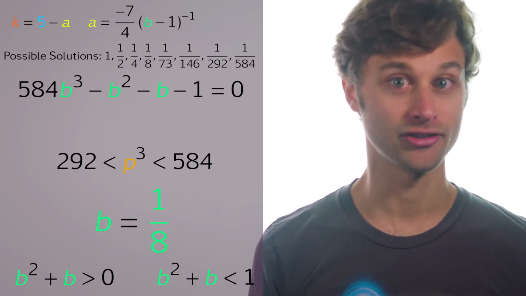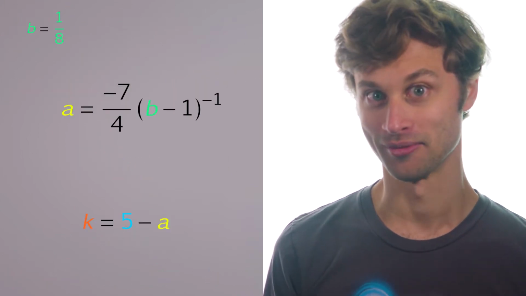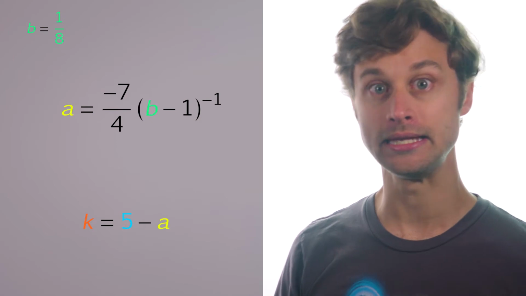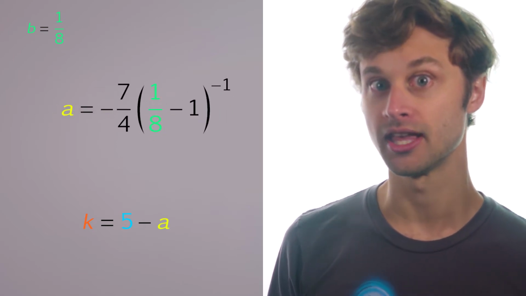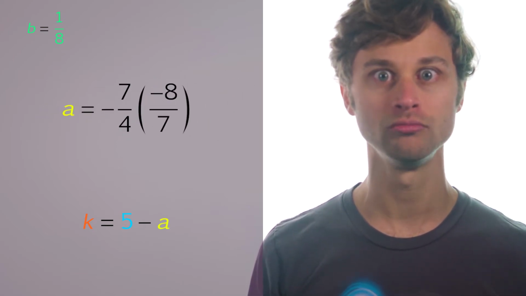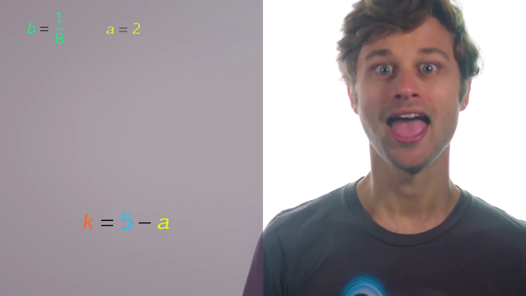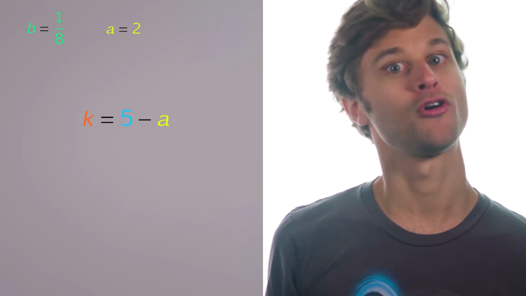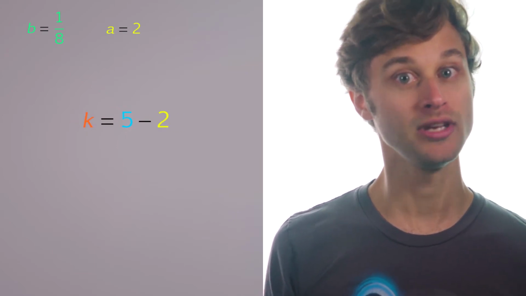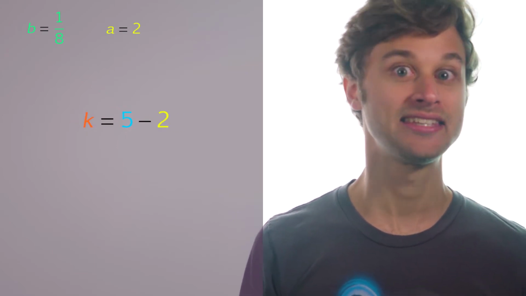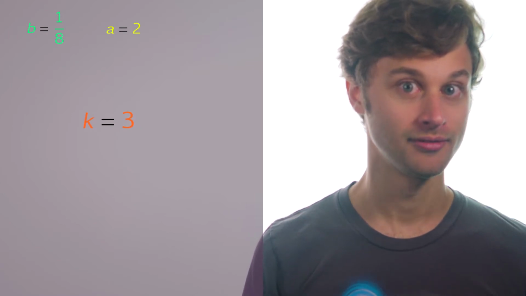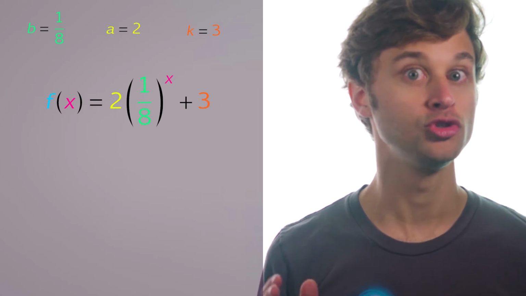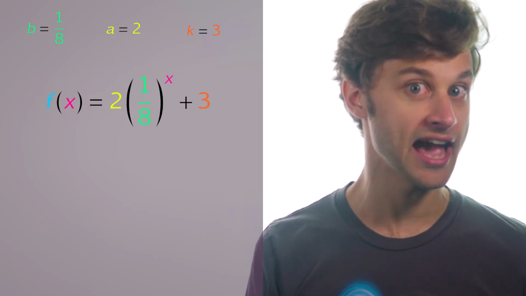Fortunately, b is the toughest unknown to find in this problem. We already have an expression for a in terms of b, so if we plug in b into that formulation, we get that a is equal to 2. Simple enough. And we also have that k is a function of a, and so therefore we can plug in 2 for a and find that k is equal to 3. So my function must be f of x is equal to 2 times 1 over 8 to the x power plus 3.